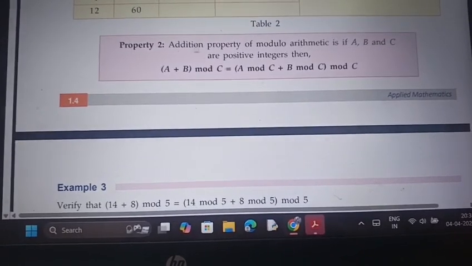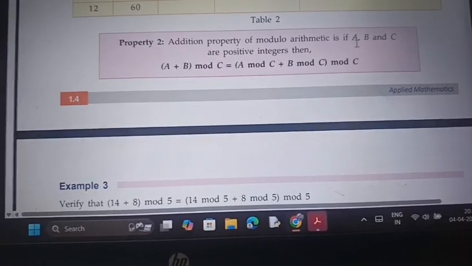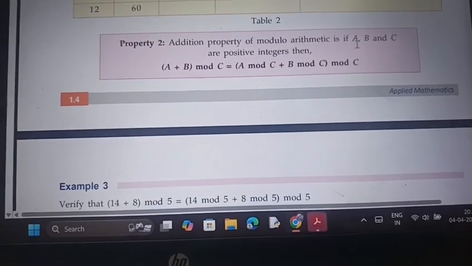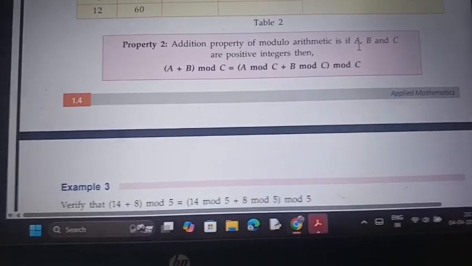Property 2. Addition property of modulo arithmetic: if a, b and c are positive integers, then a plus b mod c is equal to a mod c plus b mod c, all into mod c.